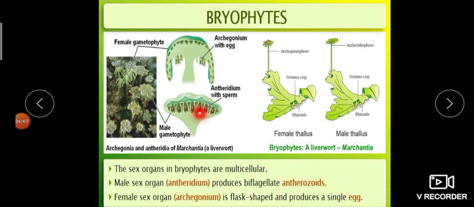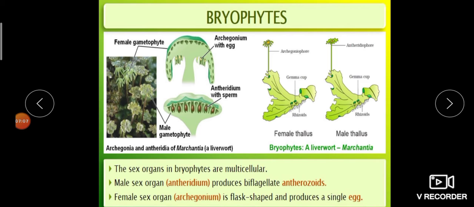So the male cells, the biflagellated anthrozoids, come into the water and swim through the water and reach the archegonium, go into the flask shaped archegonium and fuse with the egg.